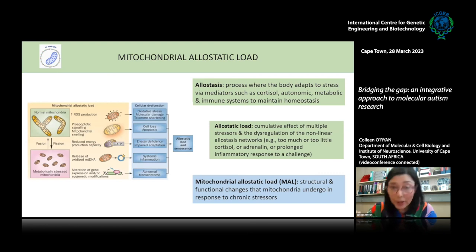So what is a mitochondrial allostatic load? A mitochondrial allostatic load is when your mitochondria do not function normally and you have increased ROS, you have less ATP, you have all kinds of issues, and these result in telomere shortening, oxidative stress, apoptosis, systemic inflammation, an altered transcriptome, and I've started to show, and many other people have shown, altered neuronal fate. But this is called the allostatic load or the mitochondrial allostatic load. And so we found some literature on that.